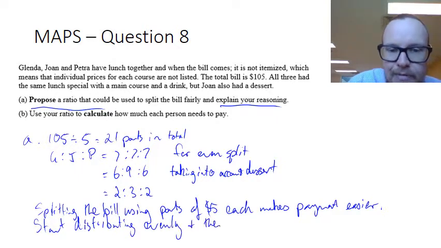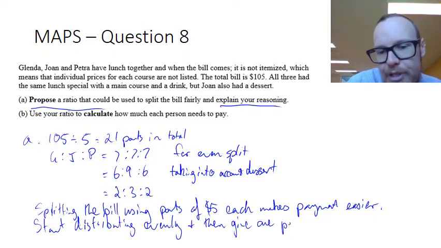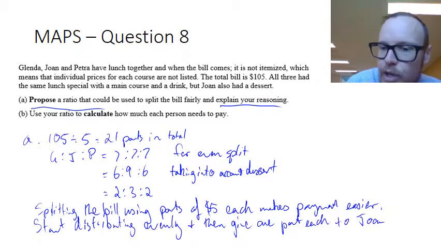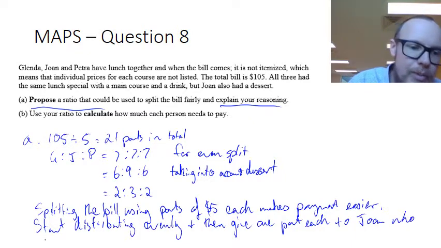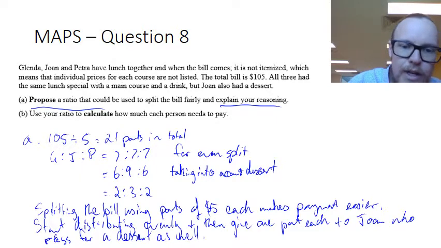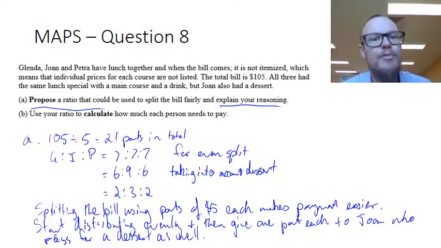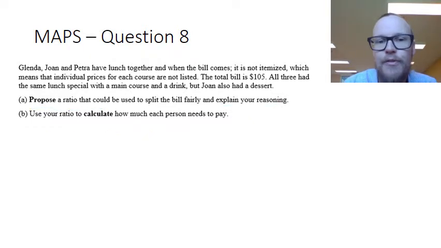And then give 1 part each to Joan, who pays for dessert as well. So we've answered that question, we've proposed the ratio, and we've explained our reasoning. Very important to make sure you do both of those parts.